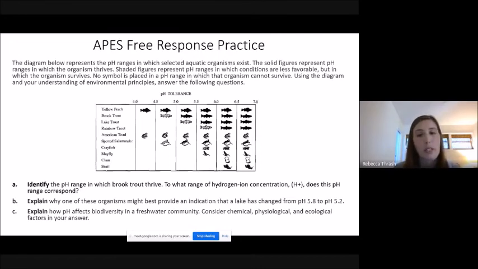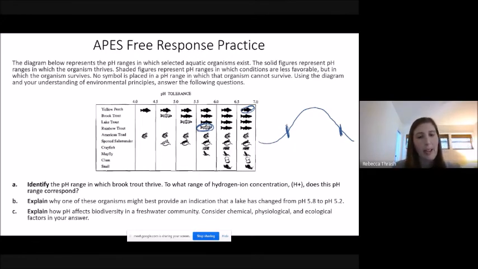So before we get into that, let's really look at what's going on in the diagram. When we see a figure like this, that means that they are able to exist there, and they are able to not only just exist, but thrive. Here, however, their existence is possible, but they're not doing as well. So again, that's that sort of continuum of there's a pH range that's optimal, and then there's also pHs outside of that range, which they can tolerate, but it's not preferred.